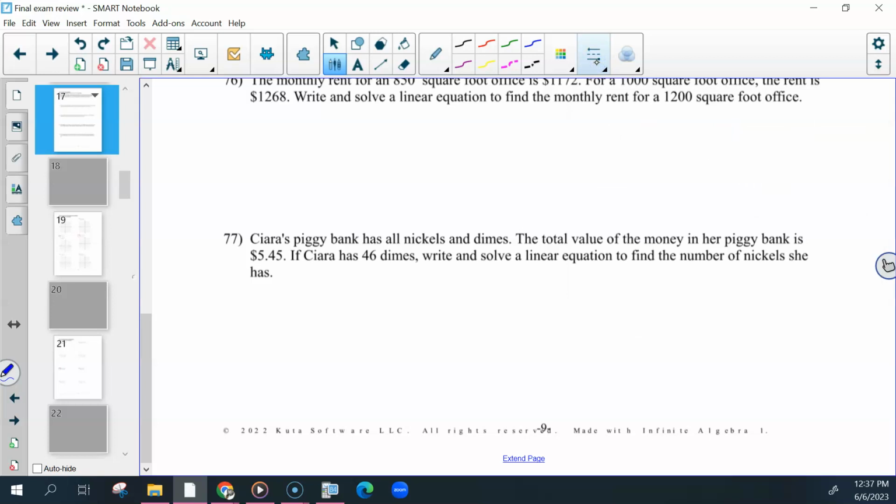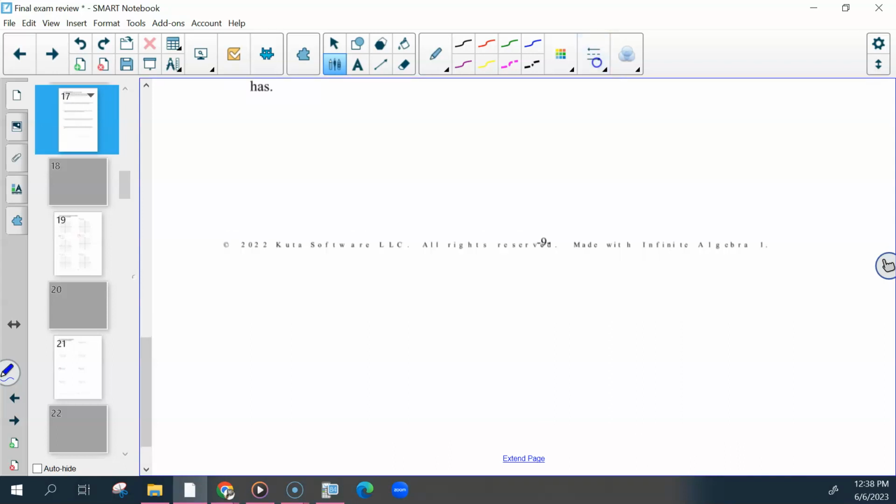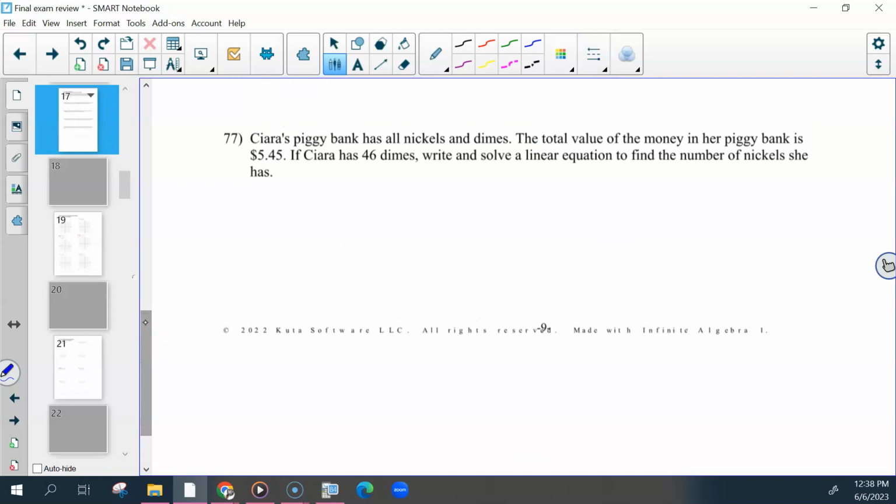So 76 is different because it's comparing two different things that don't relate to each other. Nickels and dimes have no real effect on each other except the total that affects that. Whereas in the other, everything else, there was either some slope, some y-intercept, some input-output that affected each other. This is not the same. So in this, we'll have 5 different variables. I'm going to label those off to the side. A, B, X, Y, and Z.